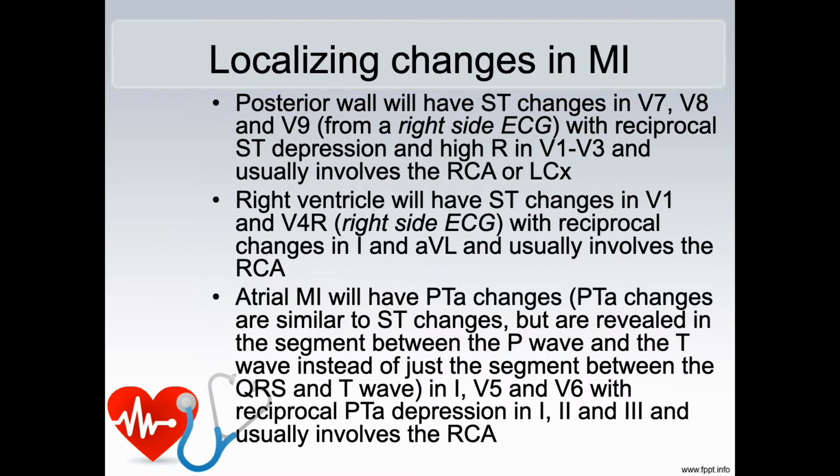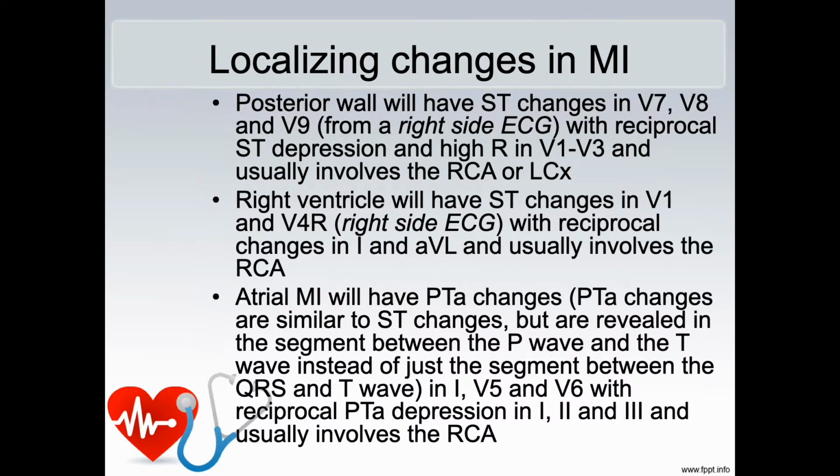A posterior wall MI will have ST changes in V7, V8, and V9. These are from a right-sided ECG with reciprocal ST depression and high R in V1 through V3, and usually involves the RCA or the left circumflex. An MI to the right ventricle will have ST changes in V1 and V4R, that is a right-sided EKG, with reciprocal changes in 1 and AVL and usually involves the RCA.